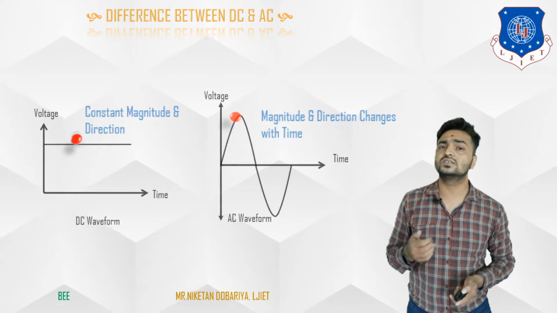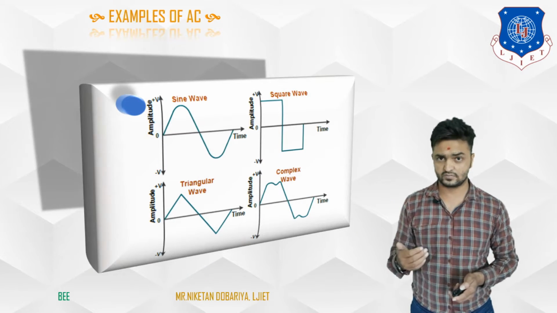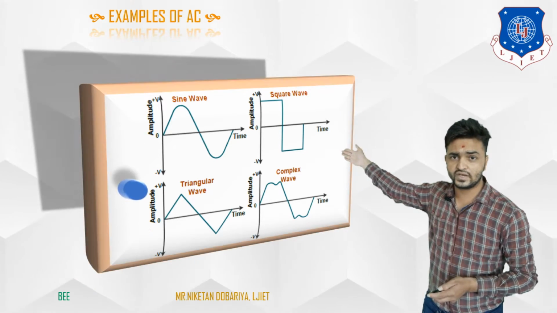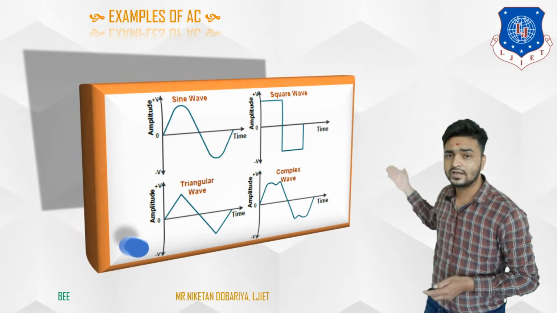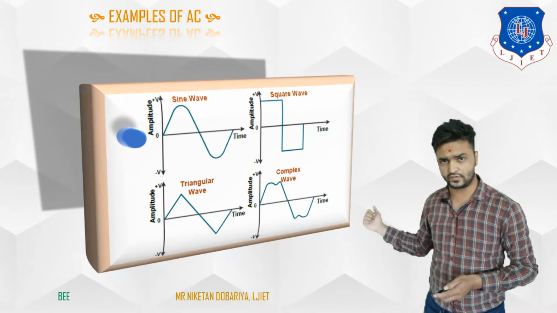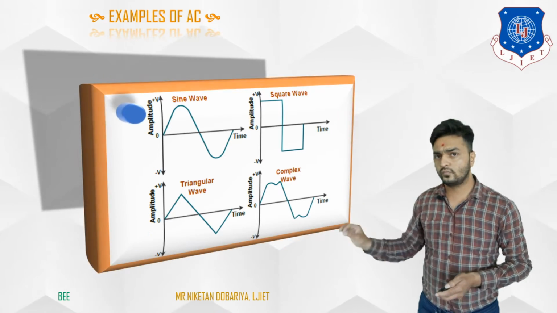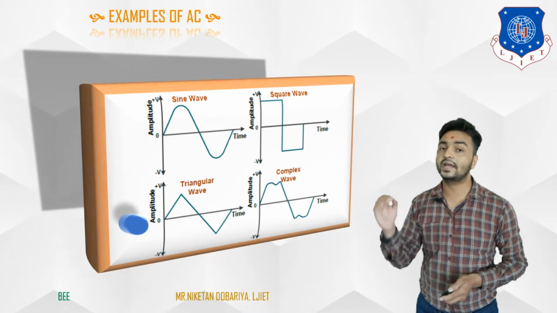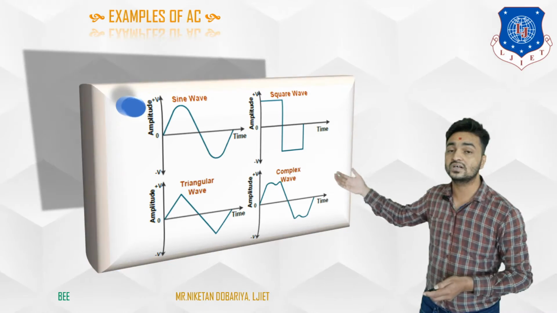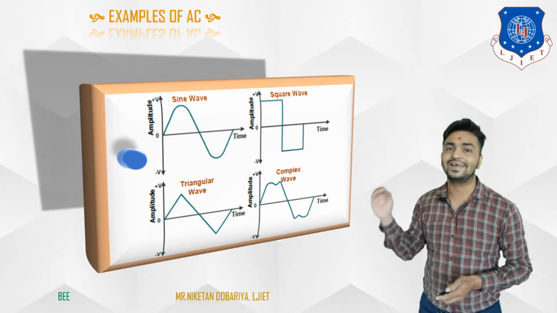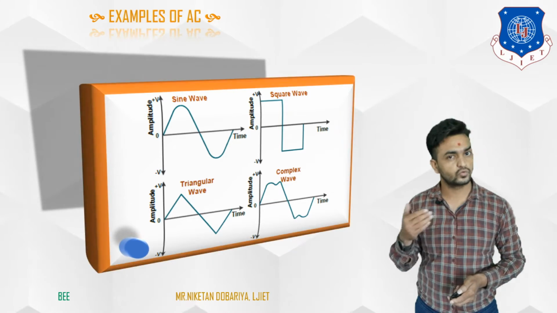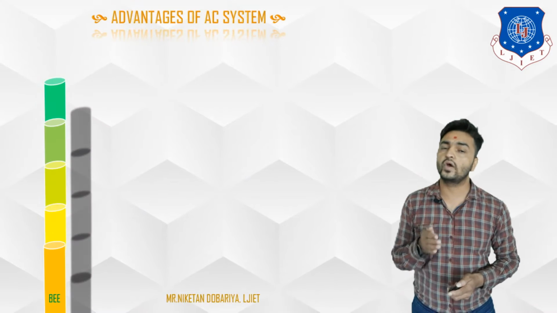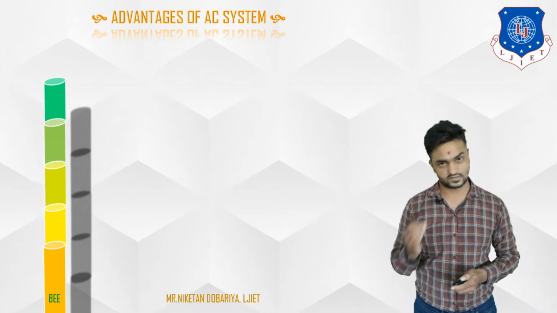Here we have a few other examples of alternating quantities, like we have four waveforms over here. First one is a sinusoidal waveform, next one is a square or rectangular waveform, next is a triangle waveform, and a complex waveform. In all four waveforms, there is one common thing. The magnitude as well as the polarity of these waveforms are changing with respect to time, and that's why they are known as alternating waveforms. Now in our next topic, we are going to discuss various advantages of AC system.